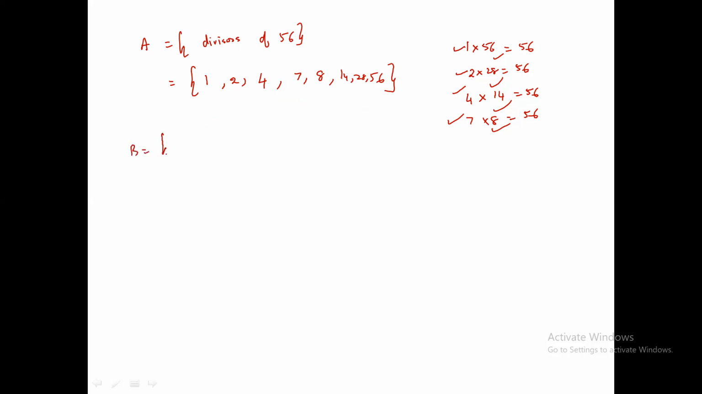Now what is B? B is the set of all prime divisors of 56. What are prime divisors? These are all divisors out of which the primes are 2 and 7. That's all. So you can say B is a subset of A, because 2, 7 are present in A also. That is the meaning of subset.